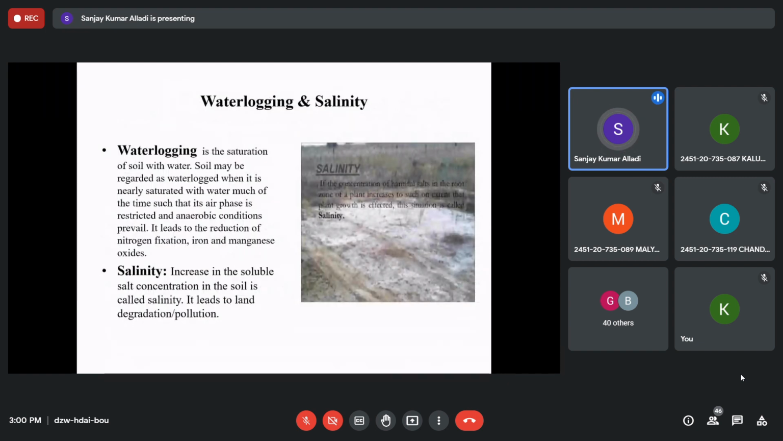The next topic is waterlogging and salinity. I will explain it in the next class. I think I have not taken any time in excess. I don't want it anyway because I have done the topic. This topic I will do in the next class.